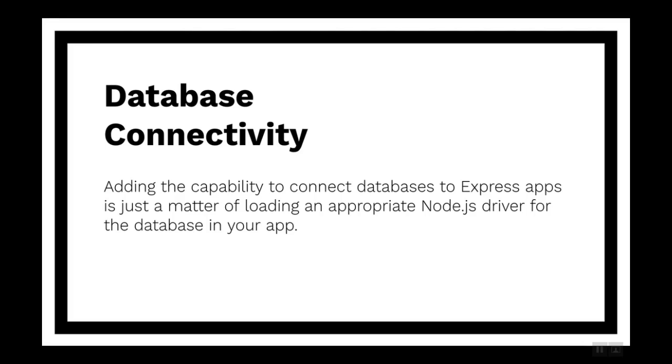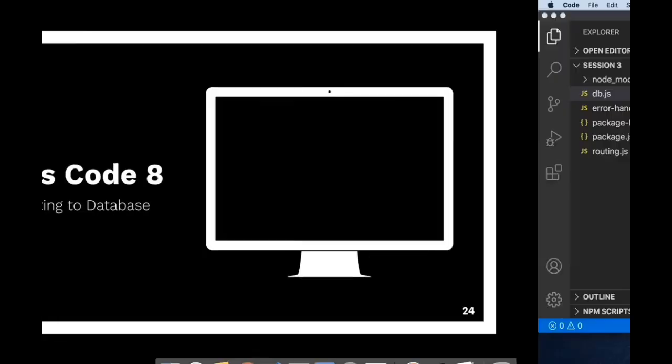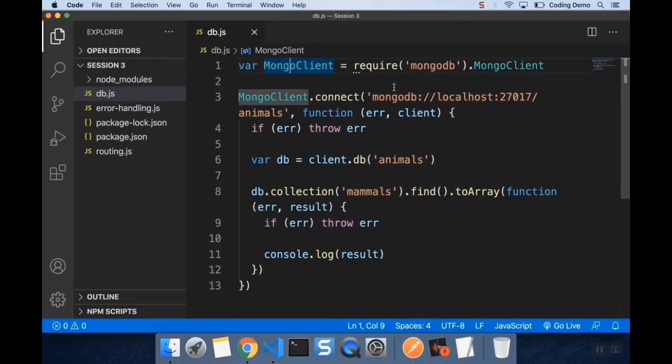Adding the capability to connect databases to Express applications is just a matter of loading the appropriate Node.js driver. And if you go to npmjs.org, you can find multiple database modules that connect with Node.js. Okay, so let's actually see a code that I have written. Again, we will work on the code in the next session, and in all of the 3 projects where we will work with the MongoDB database. But this is just a quick introduction of how we can use the drivers that MongoDB has on npmjs.org.